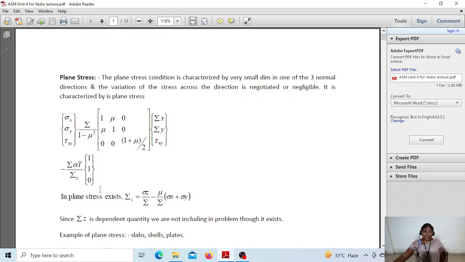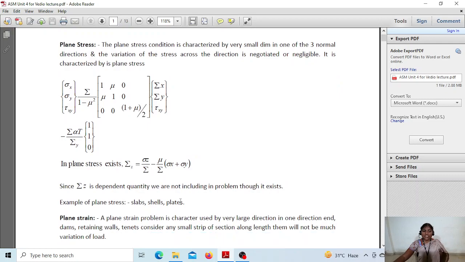Now in plane stress condition, mind you, sigma z will be 0 but epsilon z will not be 0. There exists epsilon z, which is given by epsilon z is equal to minus mu by E into sigma x plus sigma y. Sigma z is a dependent quantity, we are not including it in the problem though it exists. Say the example is you take a thin shell. Thin shell means the thickness direction won't be there. You have a two-dimensional problem. Such problems will be taken into consideration for plane stress condition.